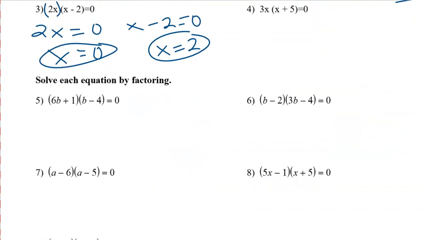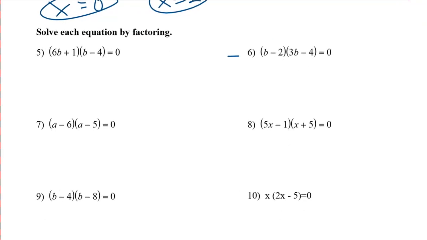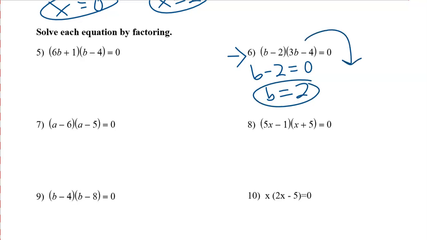If you scroll down a little bit, you'll notice that some of them get a little bit more complicated, not a lot. But you'll notice on, say, number 6, that we have b minus 2 is going to equal 0. You might have noticed that it's going to be the opposite of that minus 2. B is going to be positive 2, right? Because what number minus 2 is going to give you 0? Well, that's going to be positive 2. But this second one, there's a coefficient on the b. We have 3b minus 4 equals 0.